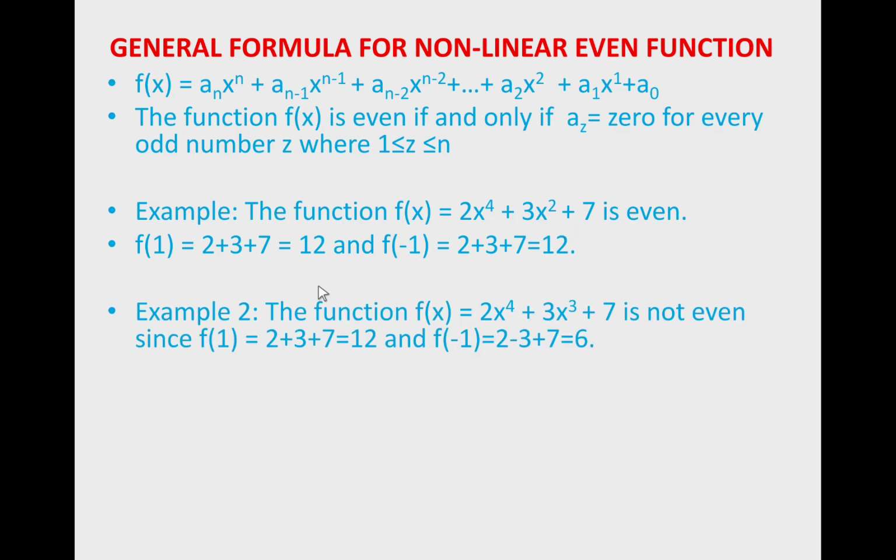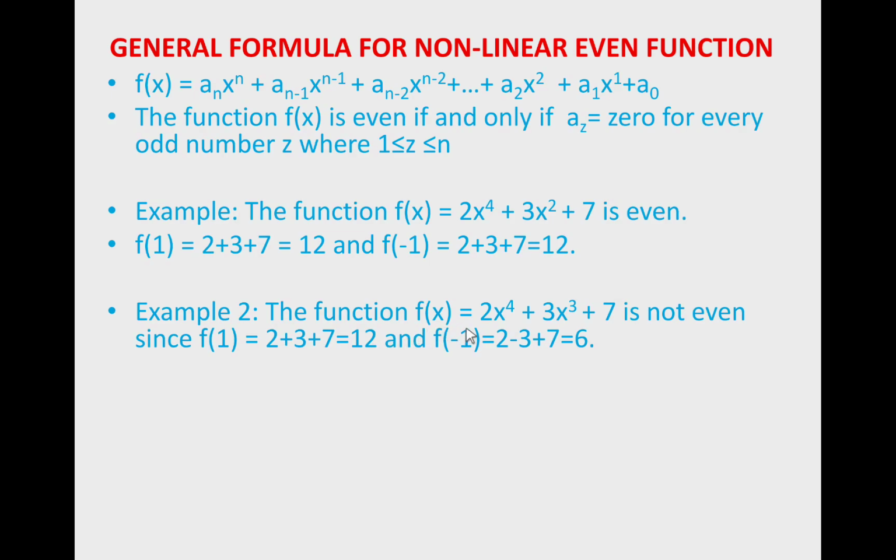Let's take a look at another example, but in this example we have one term that has x with an exponent that is an odd number. If we do the evaluation, f of 1 will be equal to 2 times 1 to the power 4, which is 2 right here, plus 3 times 1 to the power 3, which is 3 times 1, which is positive 3. So we have it, plus 7, equal to 12.